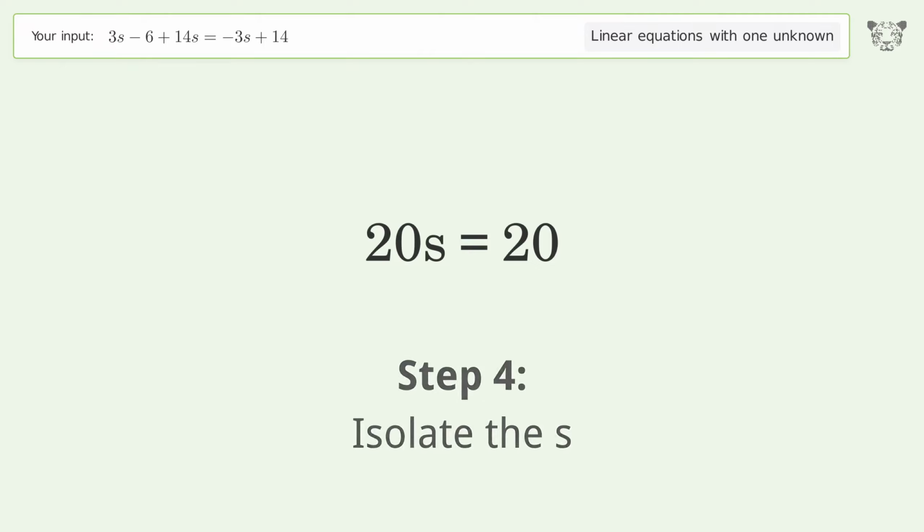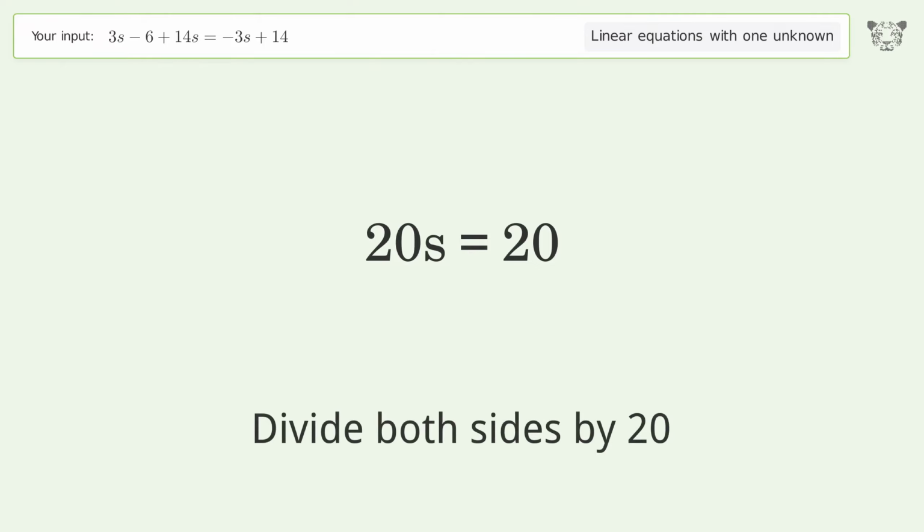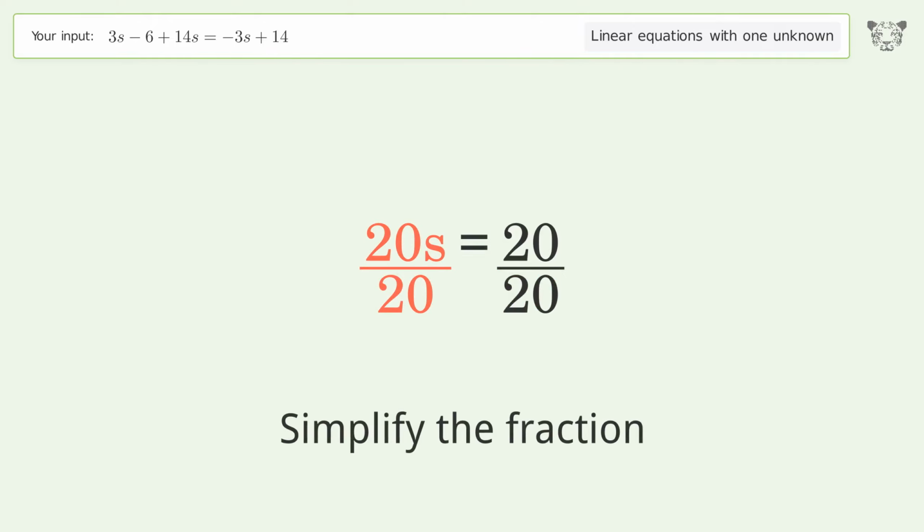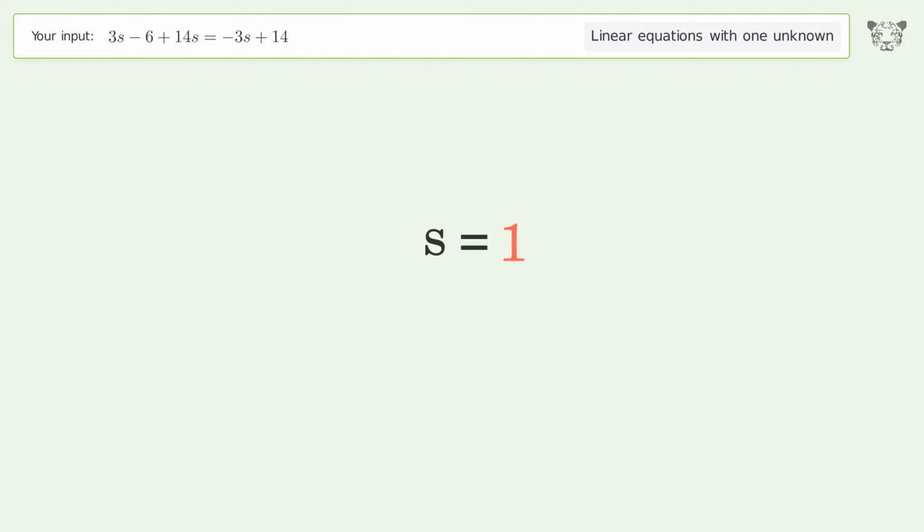Isolate the s. Divide both sides by 20. Simplify the fraction. And so the final result is s equals 1.